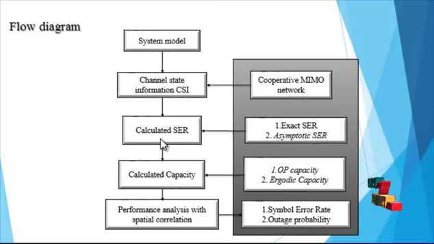Then the SER is calculated. SER is the symbol error rate. There are two types of SER, the exact SER and the asymptotic SER. In the exact SER, in the presence of outdated CSI, the SER of STNC with antenna selection associated with the new active relay set is shown. Then the asymptotic SER.